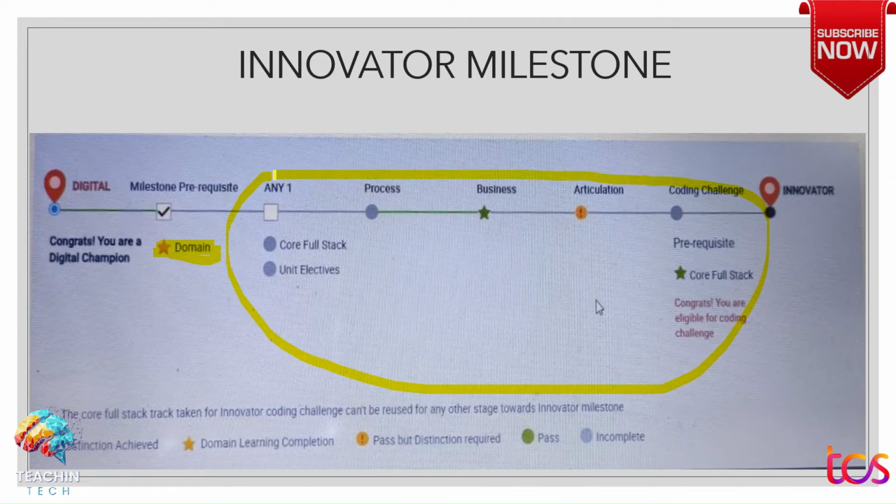This is the complete process. There are one, two, three, four, five, internally six. This is the toughest thing we should finish here.